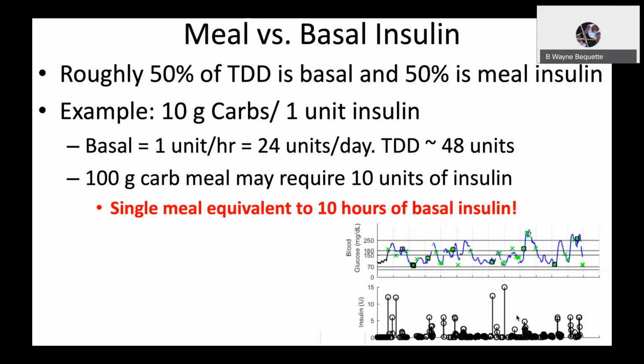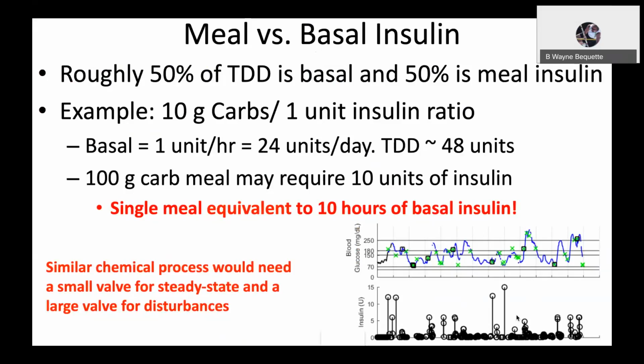So what that means is a single meal is equivalent to 10 hours of basal insulin, that they would have to give themselves the equivalent of 10 hours of the steady state delivery just as a single bolus at mealtime to correct the meal. Admittedly, it's a reasonably large meal of 100 grams of carbohydrates.